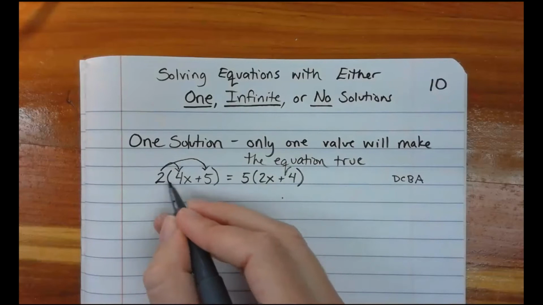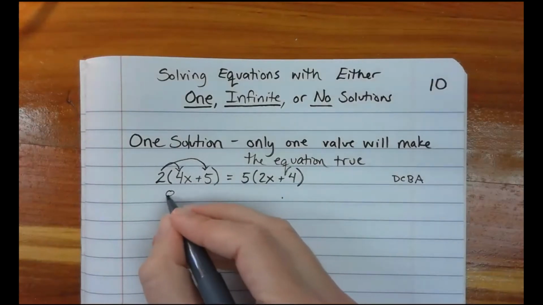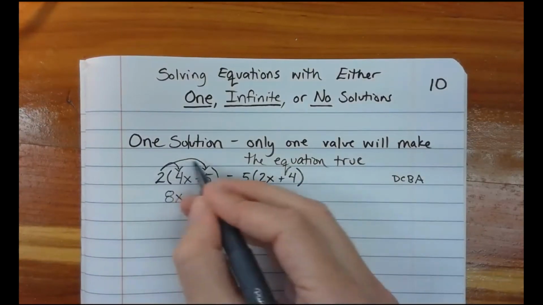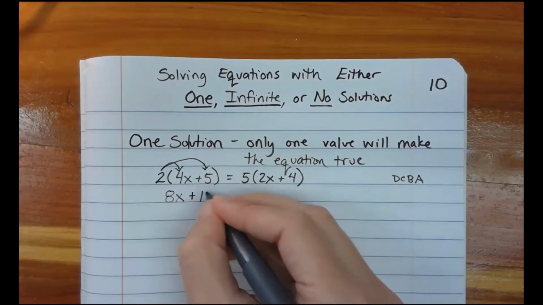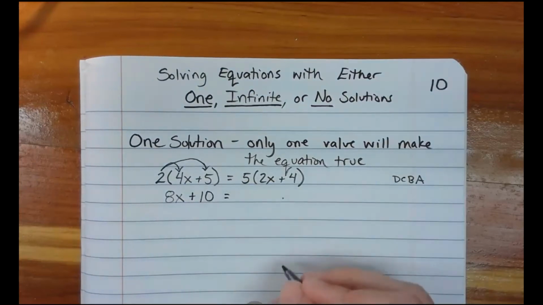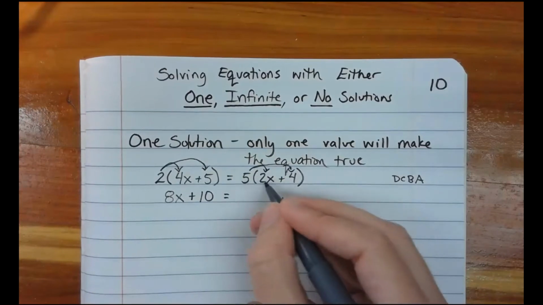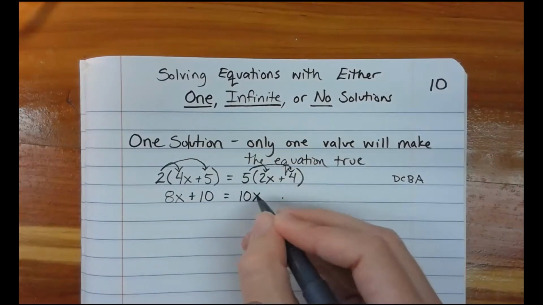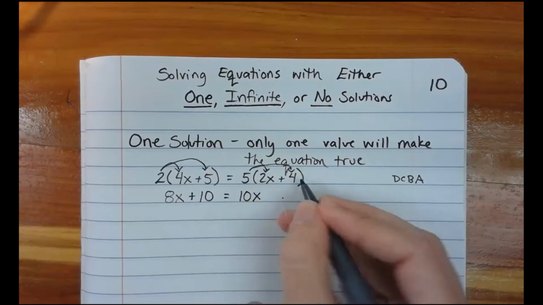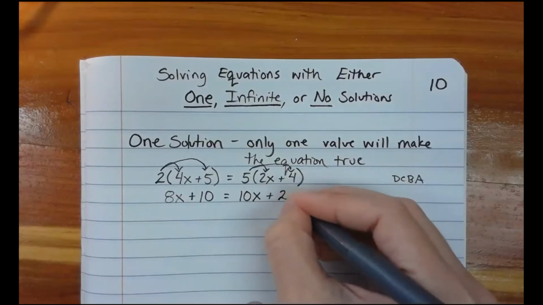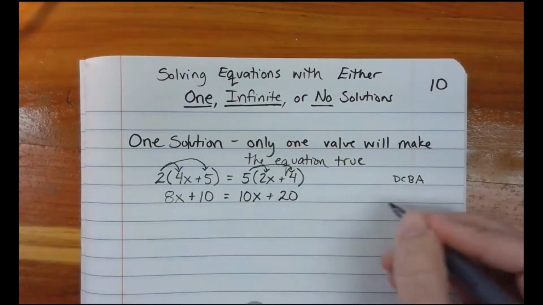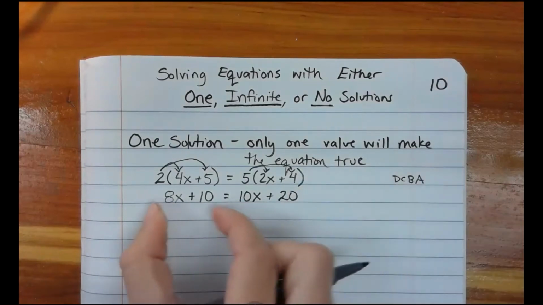So distribute here, we're going to get 2 times 4x is 8x. 2 times positive 5 is positive 10, is equal to, we're going to distribute the 5. So 5 times 2 is 10x. And then 5 times positive 4 is 20. So we've done distributing.